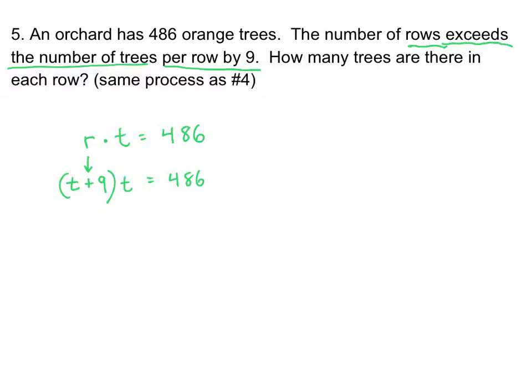Okay, so that's the second step. Make sure you distribute the t, so t times both of those. So we've got t squared plus 9t. And I'm going to go ahead and subtract that 486 to set this equal to 0.